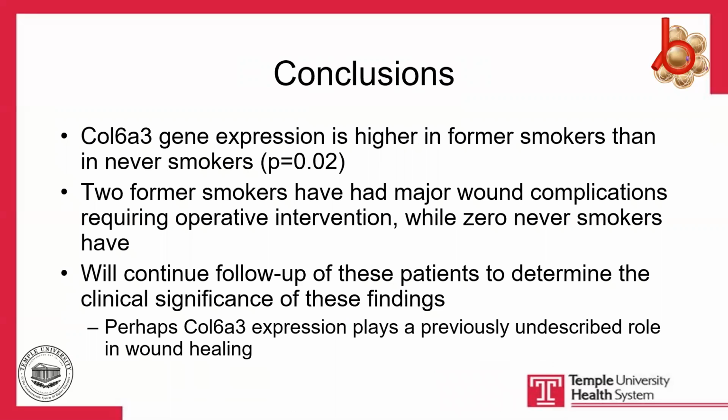So what does this mean? Collagen 6 alpha 3 is higher in former smokers than in never smokers. Two former smokers have had major wound complications requiring operative intervention, while zero never smokers have. These include keloid formation requiring radiation, injection, and operative correction, and a major wound dehiscence requiring operative debridement and local tissue rearrangement.